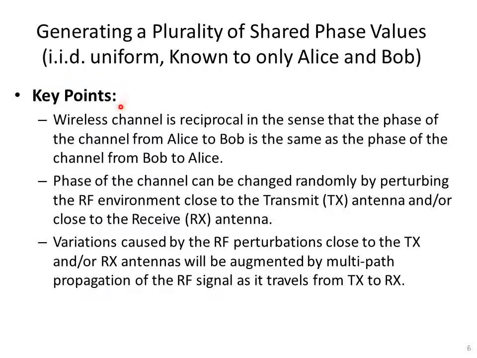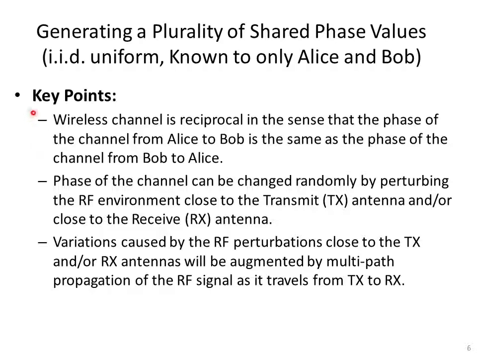The following key points enable us to do this. Number one, the wireless channel is reciprocal in the sense that the phase of the channel from Alice to Bob is the same as the phase of the channel from Bob to Alice. So if the two parties measure this phase on their own, in their own receiver, they will measure the same phase, of course with some differences due to imperfections and noise.